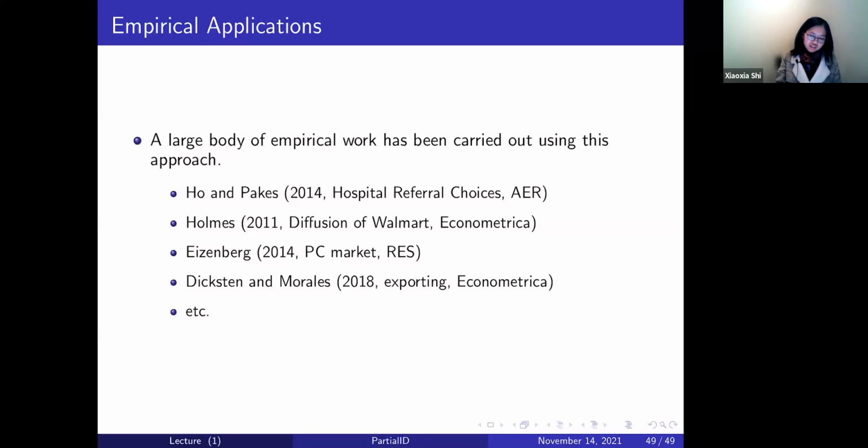So there has been a very large body of empirical work that has been carried out using this revealed preference approach. Many of these are Areopac students and some are not, but they have very successfully used this approach on many interesting empirical problems, including hospitals' referral choices, banks' ATM choices, exporting, PC, and so on and so forth. All right. So this lecture is just about the examples, and we will focus on the theory of inference for the next few lectures. Any questions?